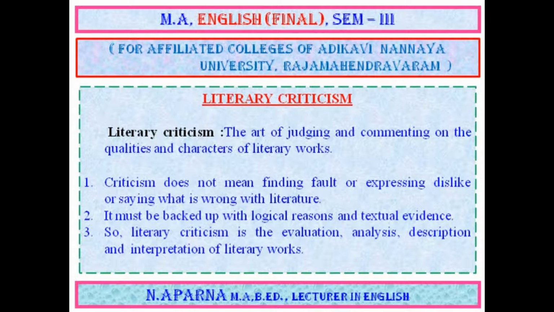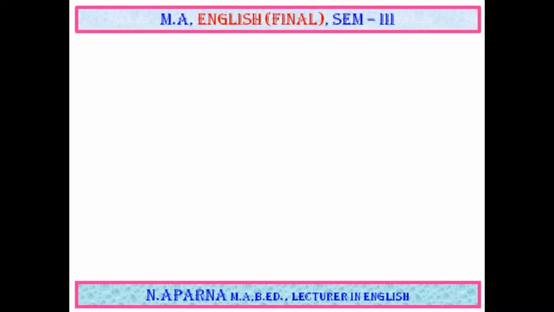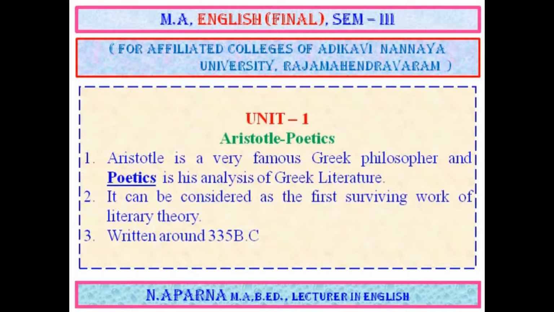Here you have four units. In the first unit, you have Poetics written by the very famous Greek philosopher Aristotle. Students, you are already familiar with Aristotle. He is the teacher of Alexander the Great and student of Plato. He is a very famous Greek philosopher and Poetics is his analysis of Greek literature.